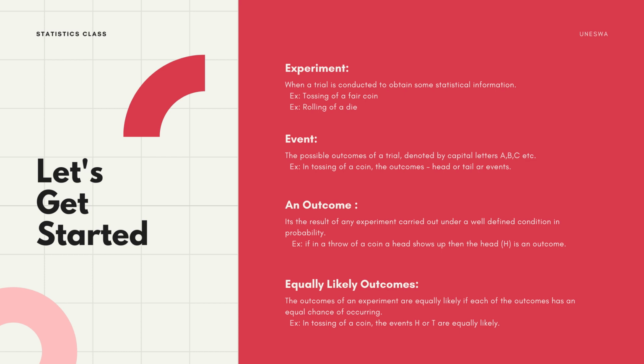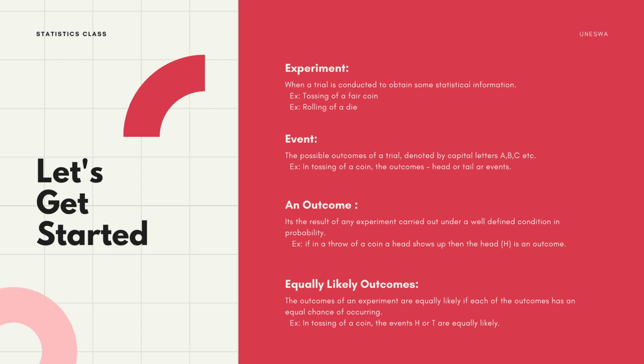Then the next term to describe is an outcome. An outcome is the result of any experiment that is carried out under well-defined conditions. It just has to be under well-defined conditions. For example, if you are to toss a coin and head shows up, head is the outcome of the experiment that you have just carried out. Then someone will be like, so what is the difference between an outcome and equally likely outcomes? Take note that equally likely outcomes usually occur when the outcomes have an equal chance of occurring.